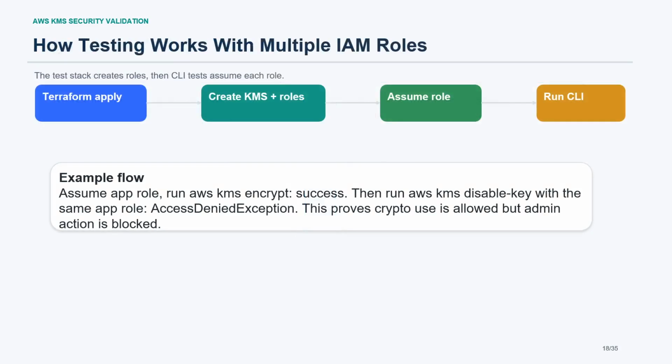Now look here, how testing works with multiple IAM roles. Once the Terraform apply is done, meaning your KMS module is created, then we have to create KMS plus roles. Then we have to assume the roles. Assume means you should act as an application engineer, then see whether you are able to encrypt, decrypt. Assume as an admin engineer, then see whether you are able to do admin related activities on that KMS. Also, you can act as an audit engineer, where you can only do read access. You can do this through the AWS CLI.